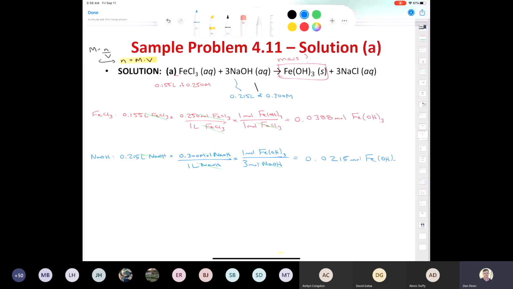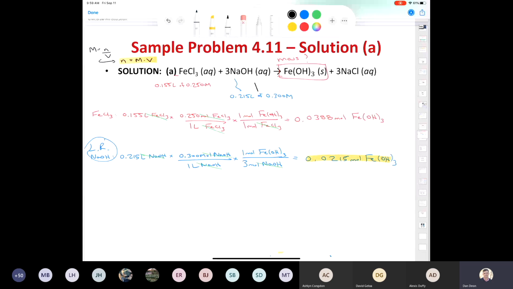I have a question for you guys. What's my limiting reactant? What's my limiting reactant here? Is it iron 3 chloride or sodium hydroxide? Absolutely, sodium hydroxide, because it forms a lesser amount of iron 3 hydroxide. And so this is the maximum amount of iron 3 hydroxide I can make, and sodium hydroxide is my limiting reactant. Okay, what's the mass of iron 3 hydroxide I'm going to make?